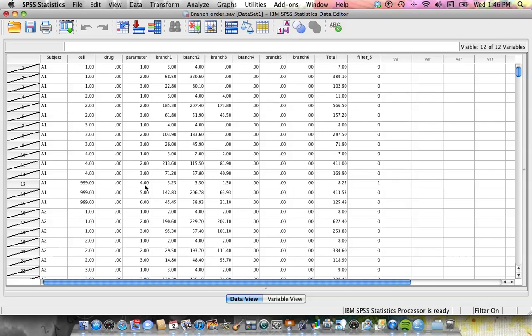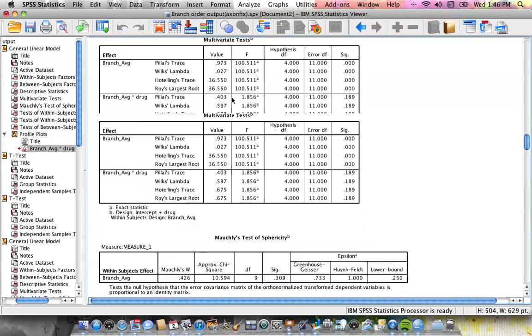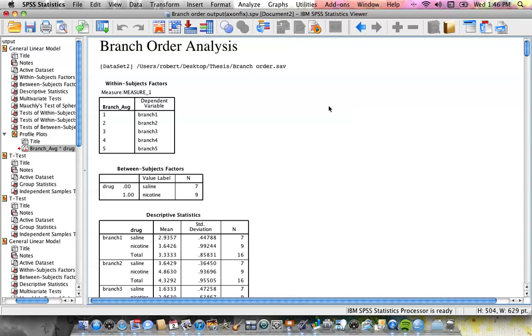Once we have the parameter 4 measurement selected, I ran a repeated measures ANOVA on the data. And this is what I got. This first box is just showing that we looked at 5 different factors, and they were the 5 different branch orders, branch order 1 through 5. This next one, between-subject factors, is showing us the differences between the two groups that we looked at. So the saline, which was labeled as a 0, there's 7, and then nicotine, which was labeled as 1, there was 9.